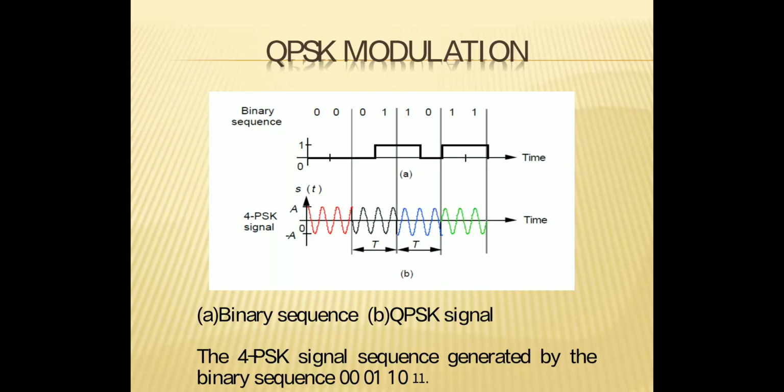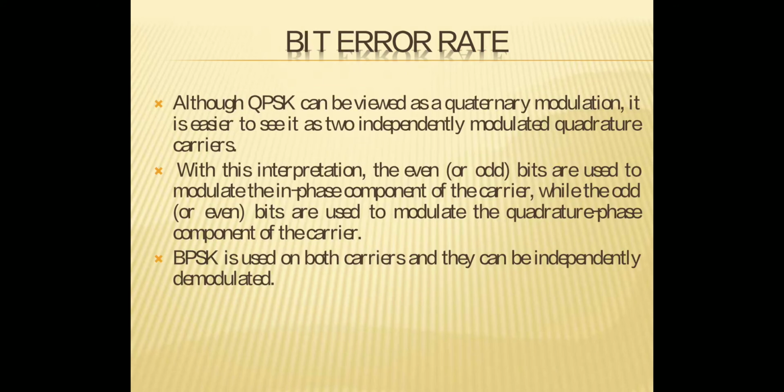See here, we have 2 bits per symbol. So 0 0, 0 1, 1 0 and 1 1. The phase is shifted. Bit error rate we have already discussed, but we will go through it rapidly.